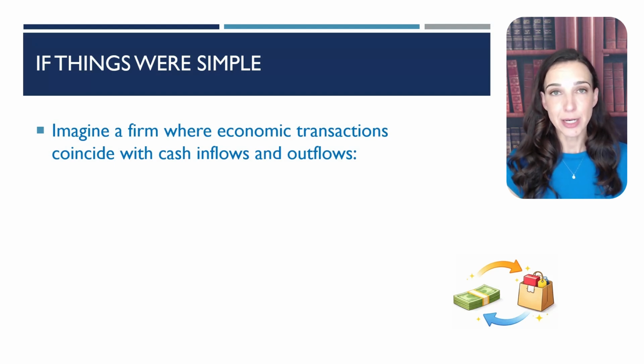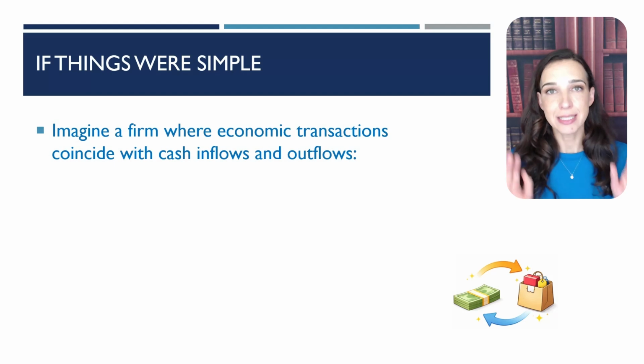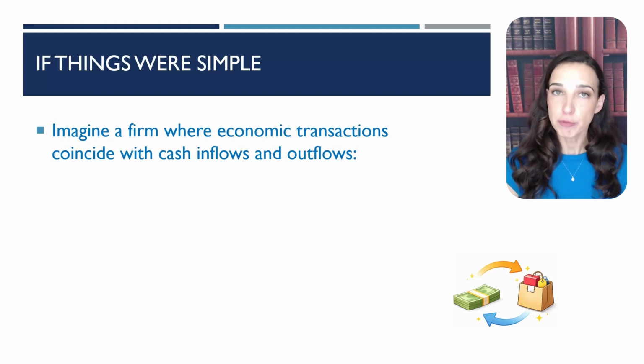And in this video, we're wrapping it up by really highlighting the differences between the timing of cash flows and the timing of economic transactions and how those things influence both the balance sheet and the income statement. Let's start by pretending that things are very simple. Let's imagine a firm where economic transactions are not disconnected with cash. They are perfectly aligned, they're coinciding with the cash inflows and outflows.